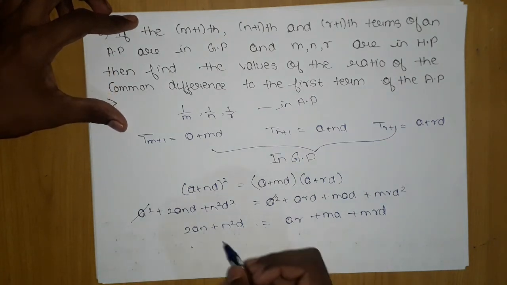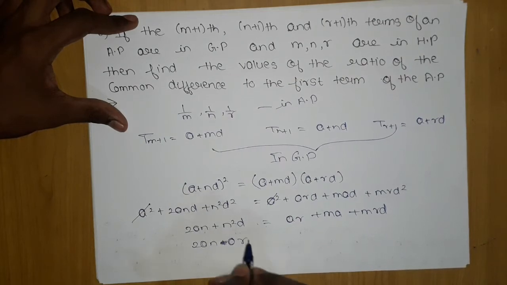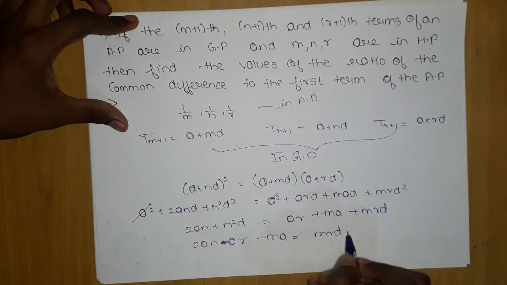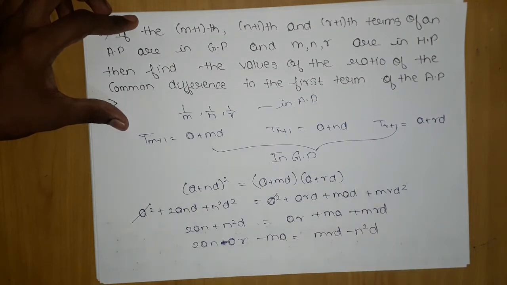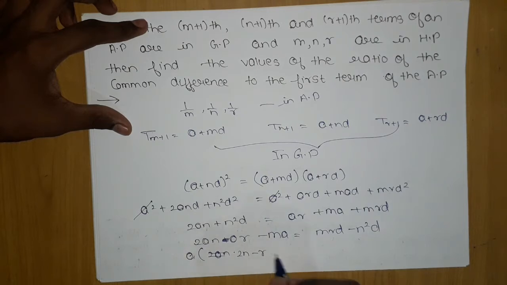What we can do is collect the a here: 2an + a − ar − ma should be equal to what? mrd − n²d. Okay, after this what can I get? a is very easily (2n − r − m). Okay, this is a, and after this (mr − n²) is my d.